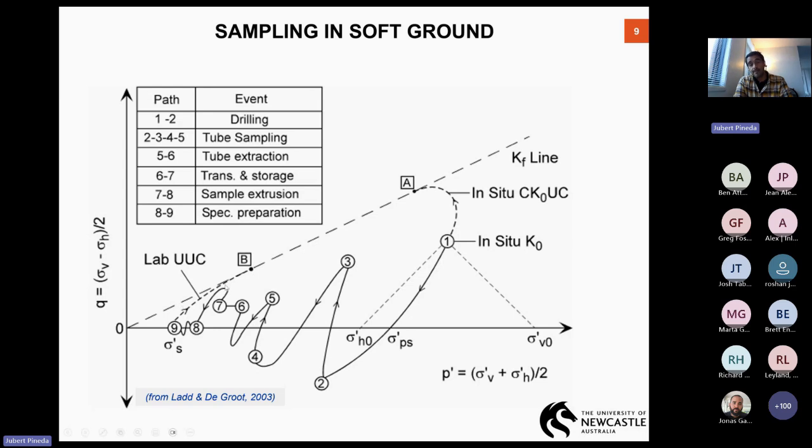But more importantly, if you pay attention to the stress path from 9 to B and compare that with the stress path from 1 to A, they are totally different. In fact, when we run a UCS test, the stress path moves from the left to the right because this sample at point 9 is highly overconsolidated. Highly overconsolidated clays develop negative pore pressure. That's why the stress path moves from the left to the right rather than from the right to the left.